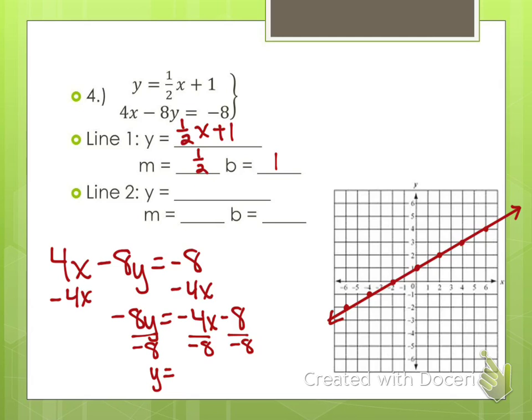2 over 4, but 2 over 4 could still simplify to be 1/2, 1 over 2. So we've got 1 over 2x. 8 over 8 is 1. So a negative over a negative, we already said, would be positive. Okay, so we have 1/2 x plus 1. Anything seem special about this?